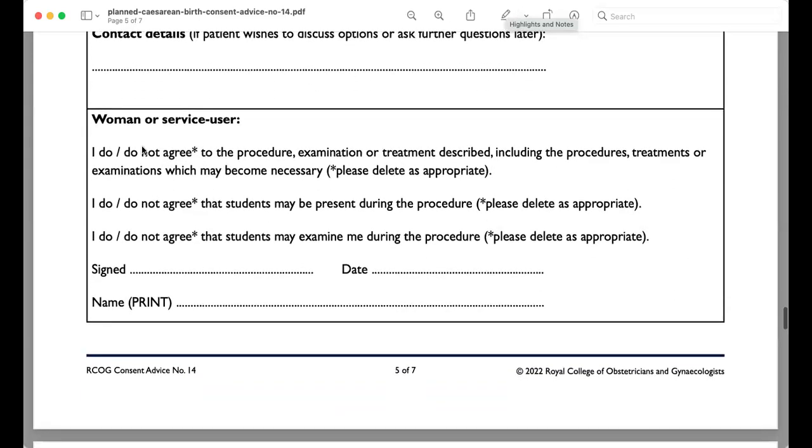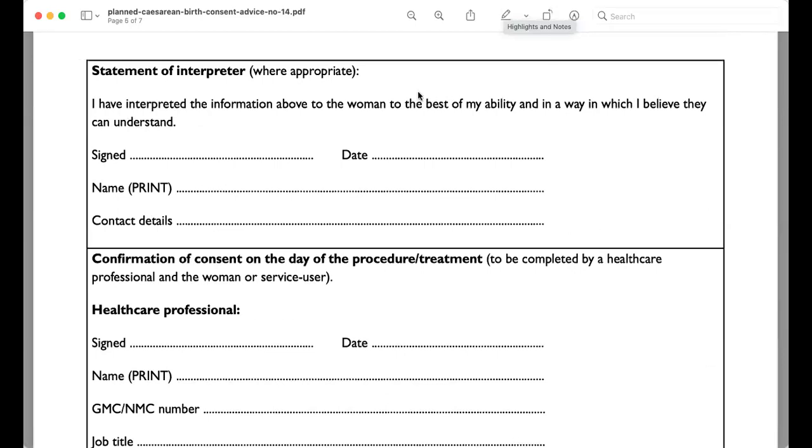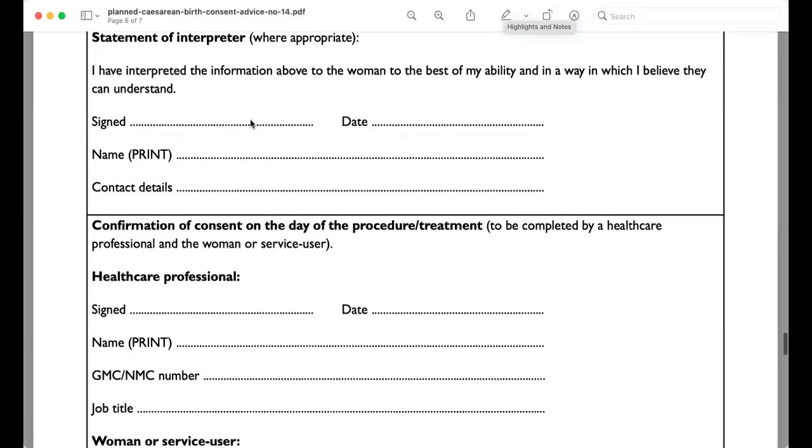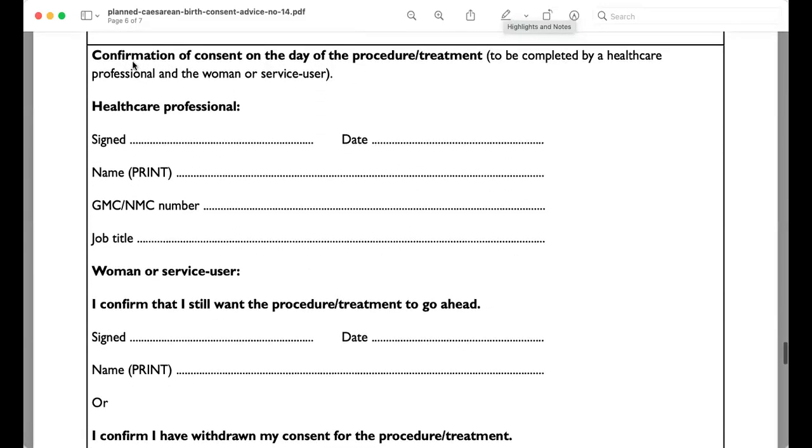My friend, this is the consent for the lady. It should also be signed and dated, with the name in printed form. If there is an interpreter attending the discussion, because, for example, the woman does not understand English very well, even the statement of the interpreter should be included. And then confirmation of the consent on the day of the procedure. As you know, in UK practice, the consent will be taken at the outpatient clinic for an elective procedure.